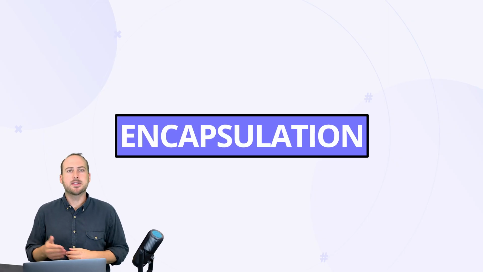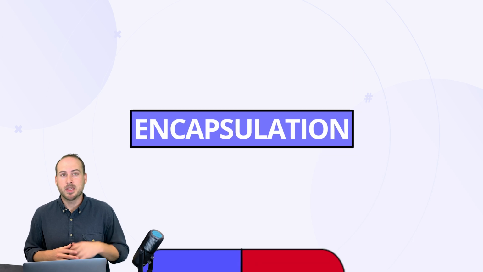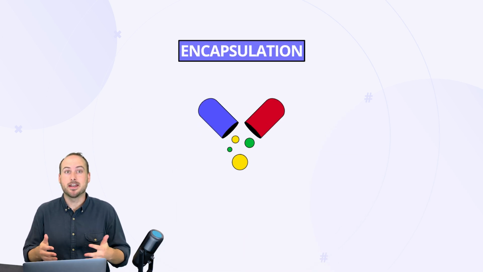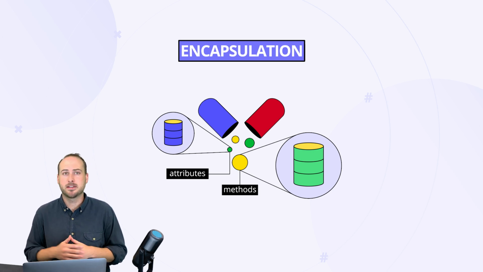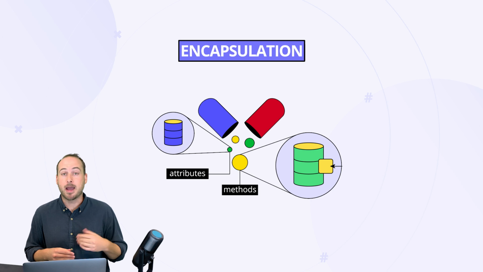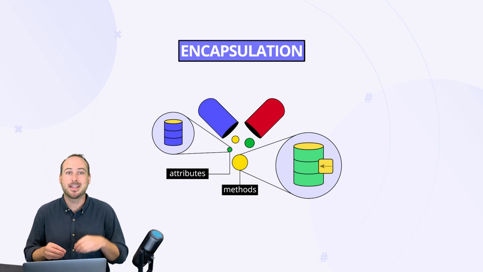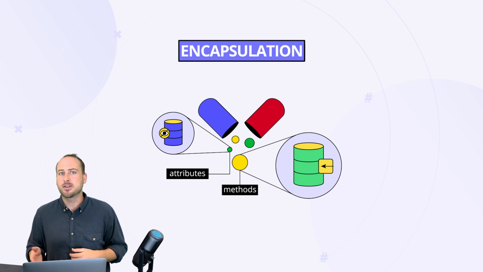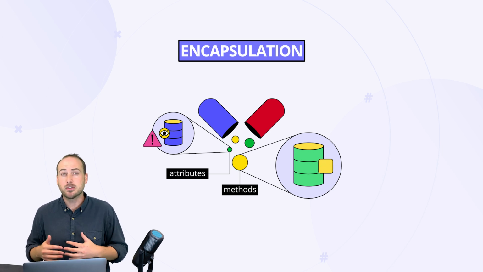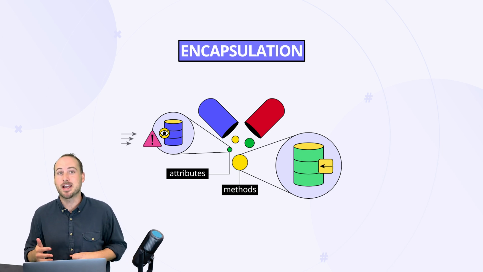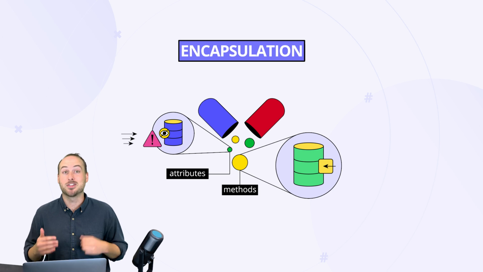Alright, so how does encapsulation actually work? In OOP, languages bundle data, which we call attributes, and the methods that operate on that data into a single object, which is created from a class. Public methods are accessible from outside the class and allow other objects to interact with the encapsulated data in a controlled manner. Private attributes are hidden from outside access and can only be modified by the class's own methods, ensuring that the internal state remains consistent and protected from unintended or unauthorized changes.